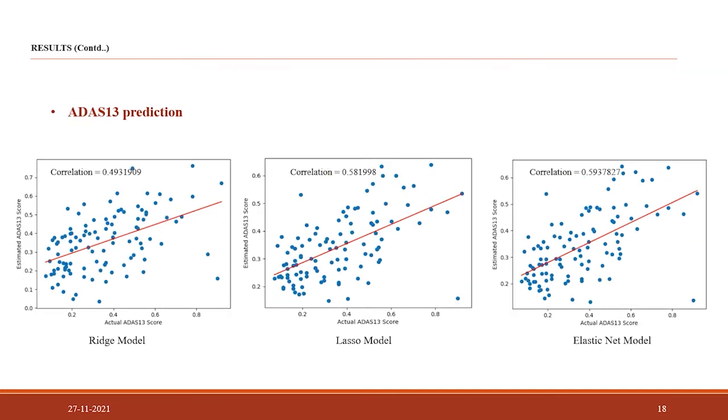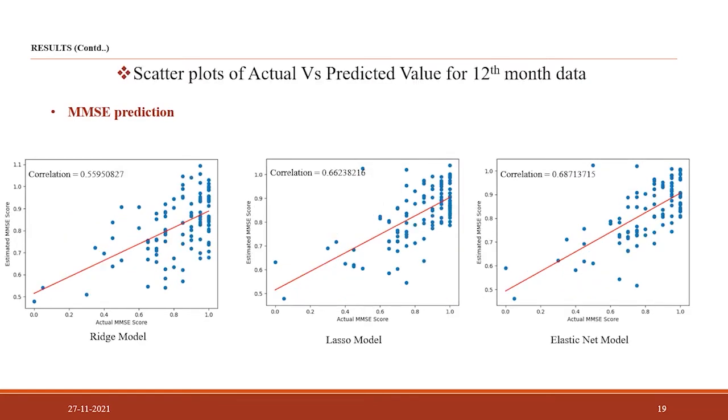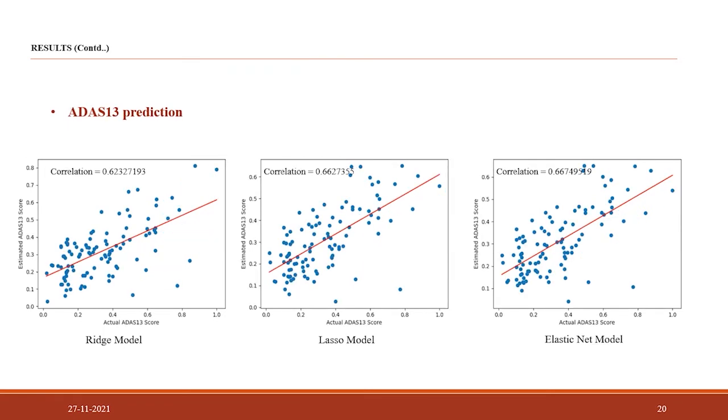This is for the ADAS-Cog 13 prediction, and here also the correlation of the elastic net model outperformed ridge and lasso. This is a scatter plot for the actual and predicted values of the 12th month data. For the 12th month data also, the correlation between the actual and the estimated is plotted, and the elastic net model has better performance for MMSE prediction. And for ADAS-Cog 13 also, the elastic net model is better as the data is more clustered towards the line in the case of the elastic net model.